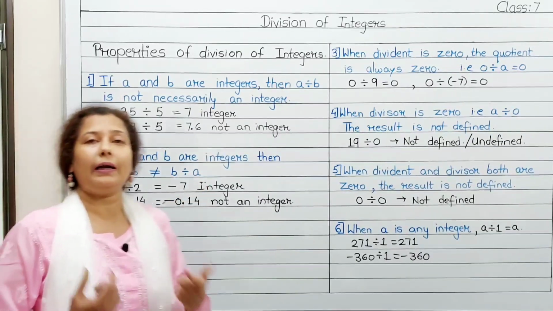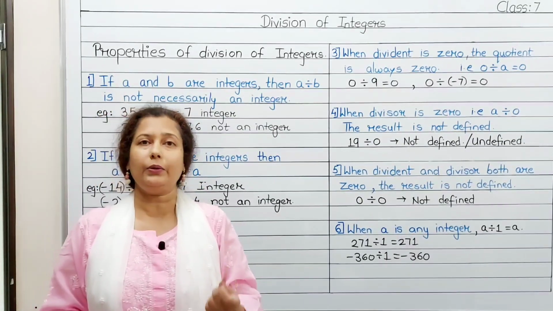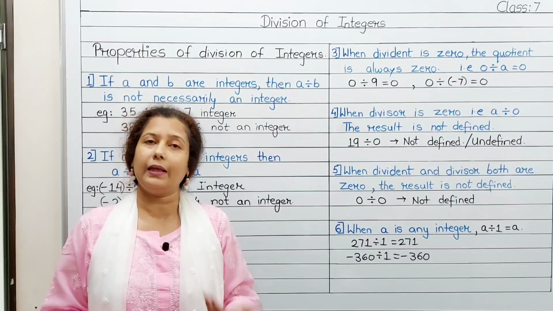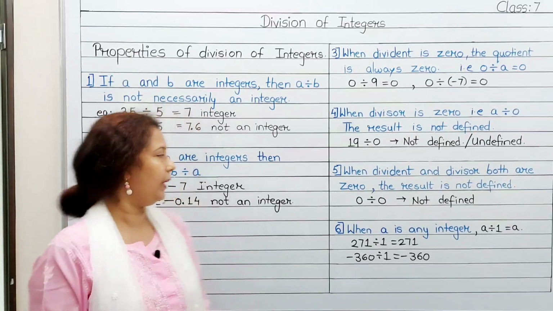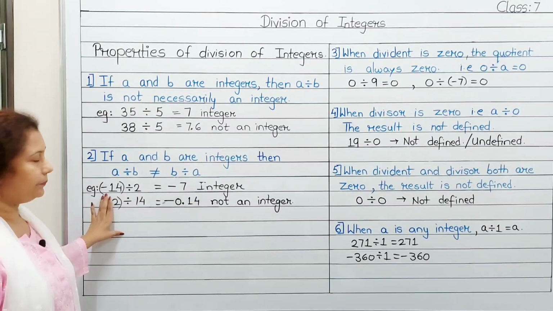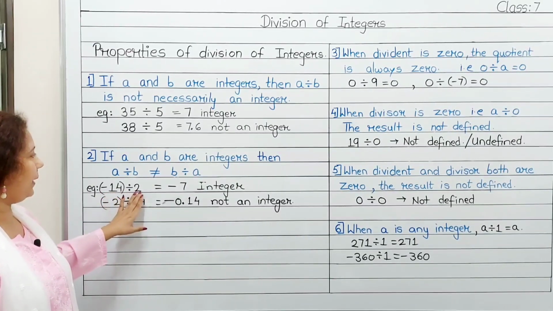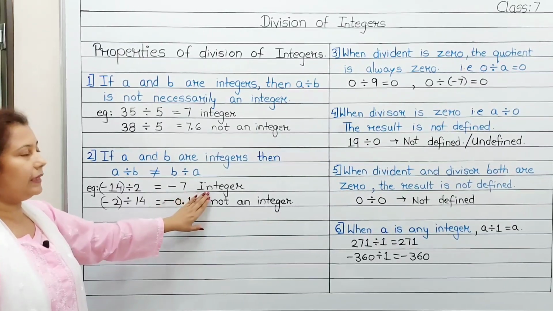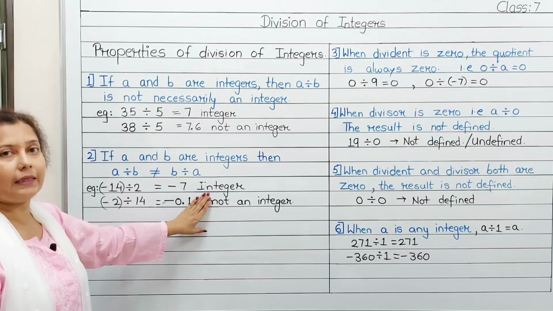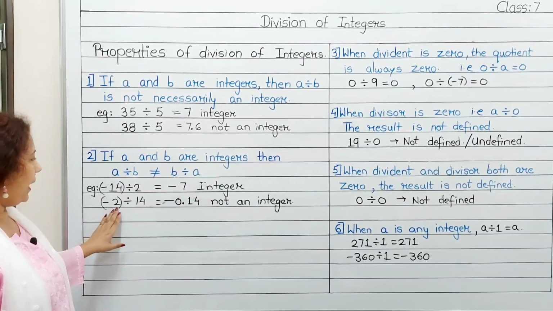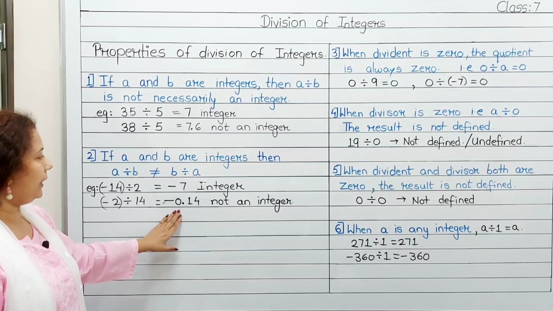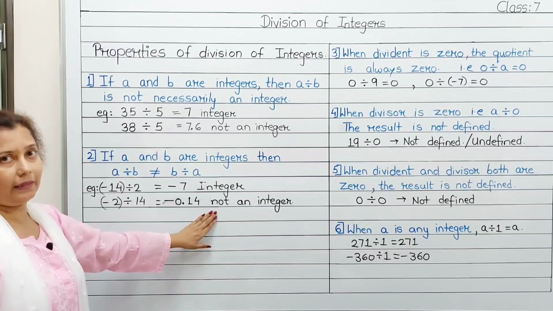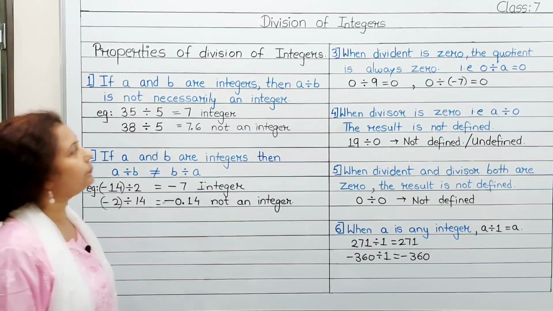For example, for multiplication, when we multiply 2 into 4, we get 8 as a result. And when we multiply 4 into 2, then also we get 8 as the answer. But this is not the case over here. If we divide minus 14 by 2, we get answer as minus 7. Minus 7 is a negative whole number, so it is an integer. But when we divide minus 2 by 14, we get answer as minus 0.14. It is not an integer as it is not a whole number.